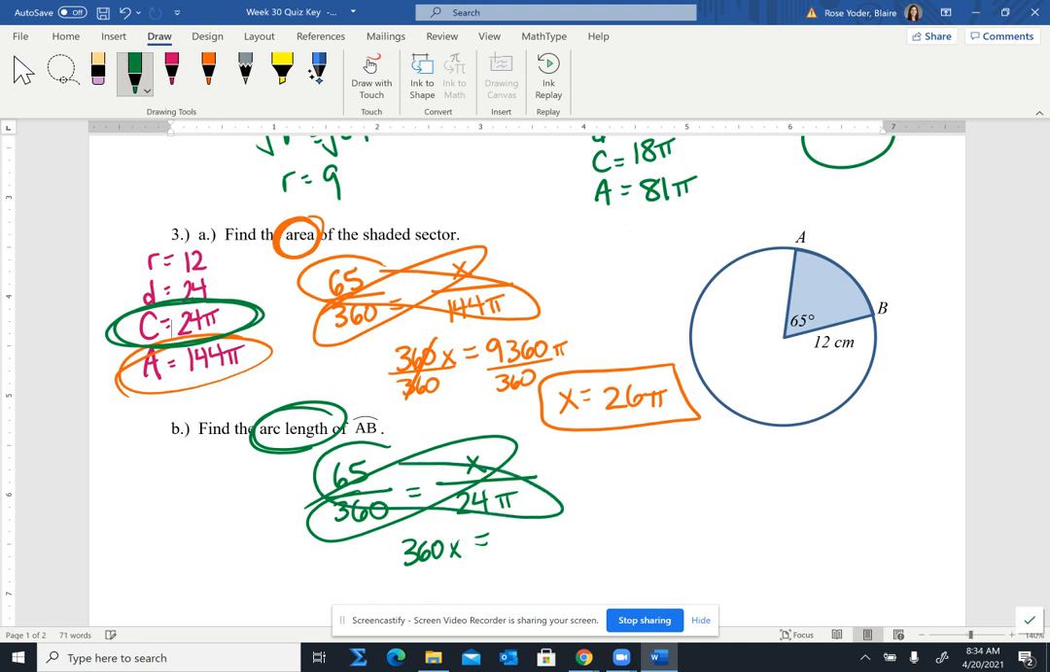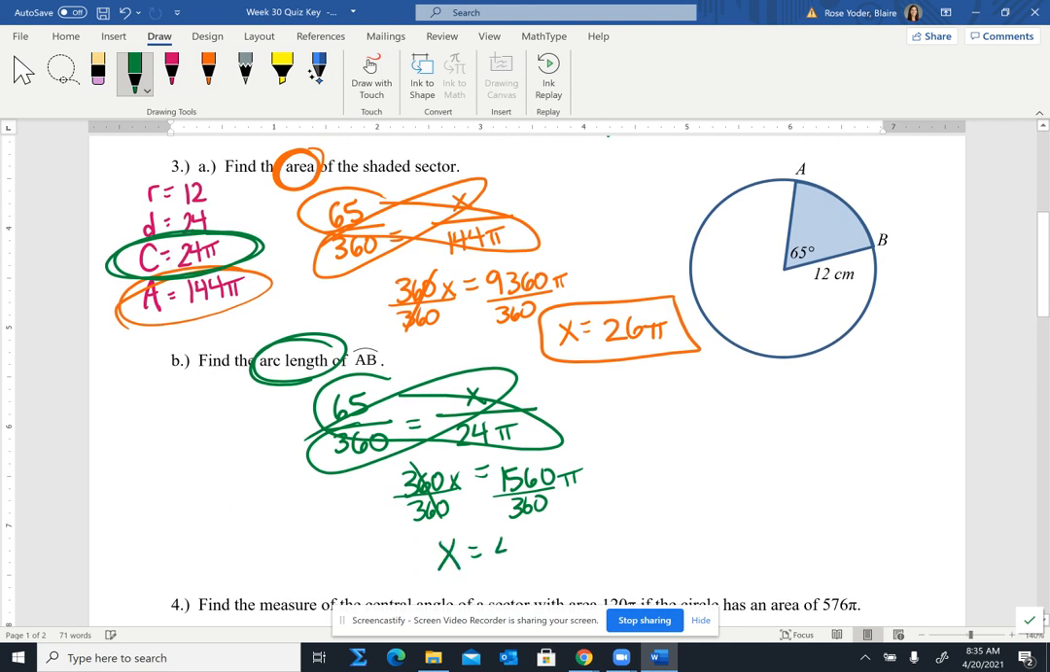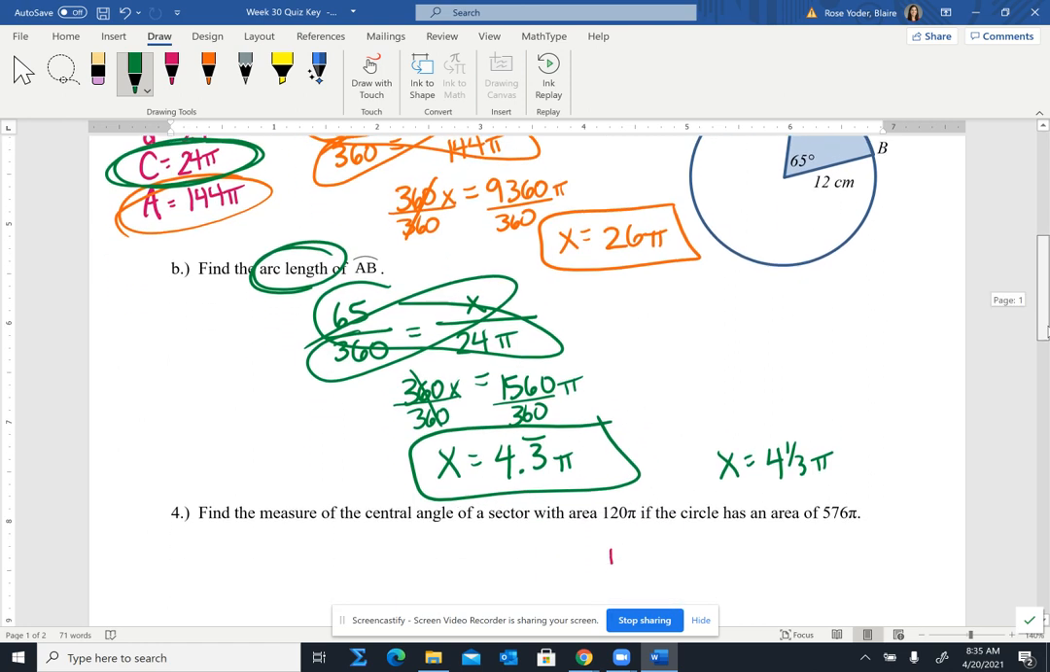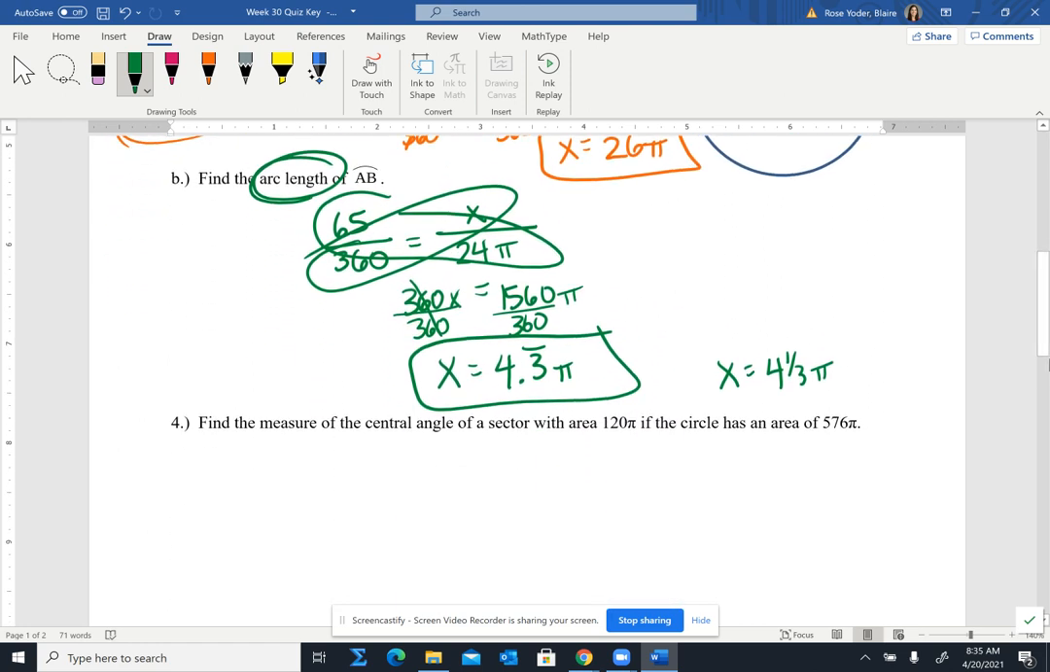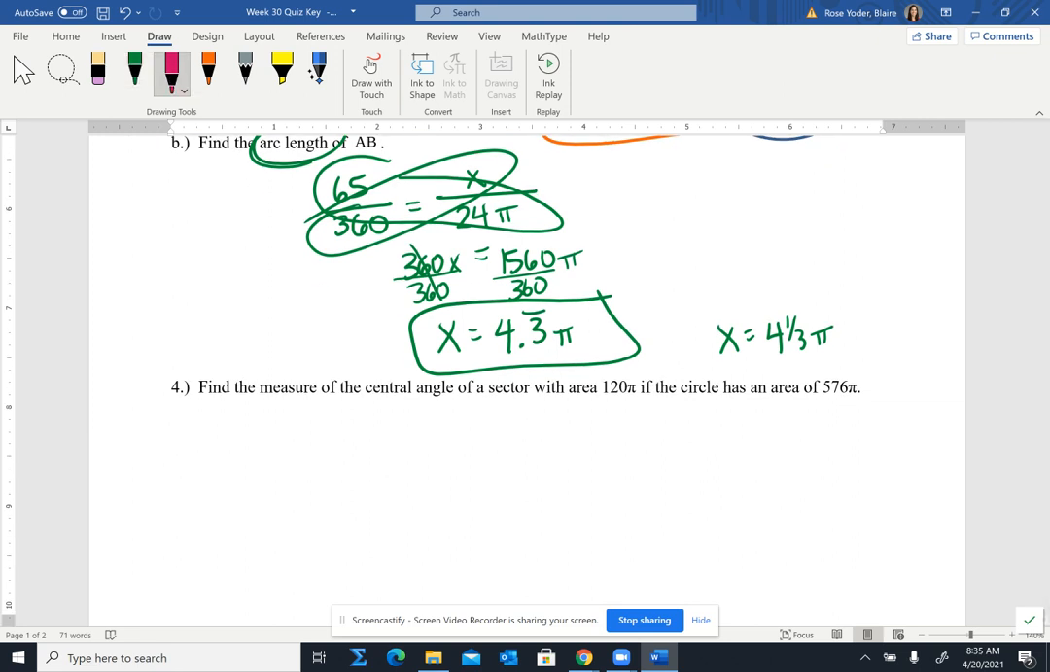360x. And then this time I'm going to put 65 times 24 in the calculator. 1560 pi. 1560 divided by 360 is 4.3 repeating. Don't forget the pi. 4.3 repeating pi. There wasn't a super easy way to put this in the answer box. So some people just put a bunch of 3s on it. Some people put 4 1/3 pi. That's probably the best way to do it accurately. But if you just put 4.333 pi or something like that, that's fine with me. It's not totally exact, but that's fine for right now.